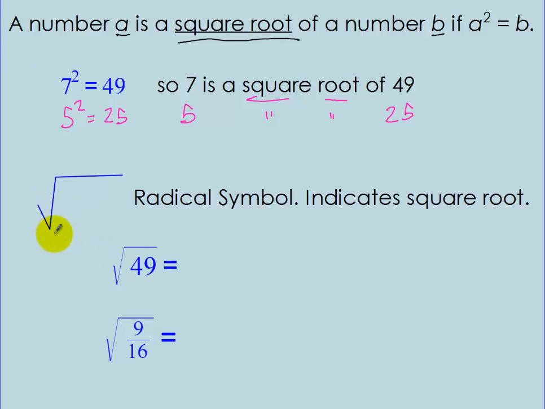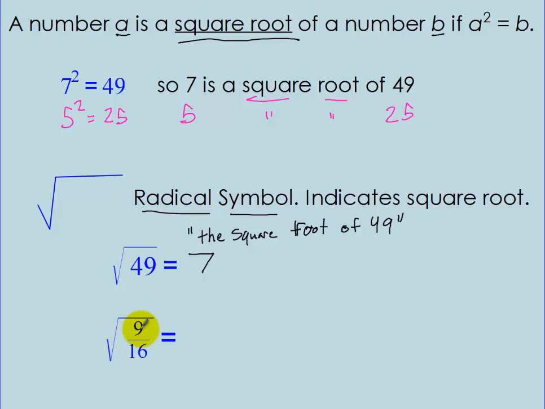Now, this little symbol right here is called the radical symbol. It indicates a square root. It kind of looks like a check mark, with the top bar going across. So in this example, I'll say the square root of 49, and you're going to say that as the square root of 49. The square root of 49 is going to be 7.